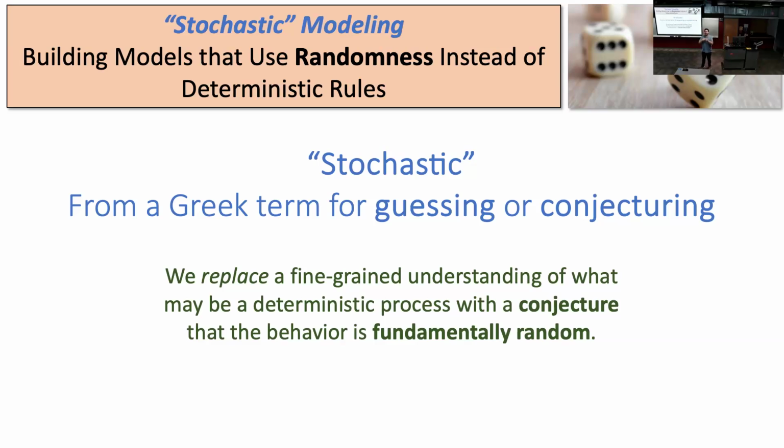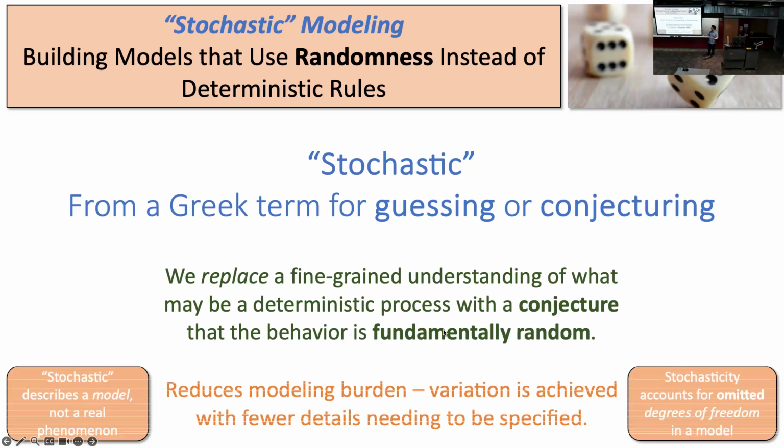But it will be easier for me to model it as a distribution with variance than to try to get all the details right and what actually causes that variance. And that's what we mean by stochastic. We don't care if the behavior is fundamentally random, but we model it as if it is. And that reduces the modeling burden. It makes our models simpler. So this is simulating stochastic systems. That's what we mean by stochastic. And that's actually a good spot for us to stop.